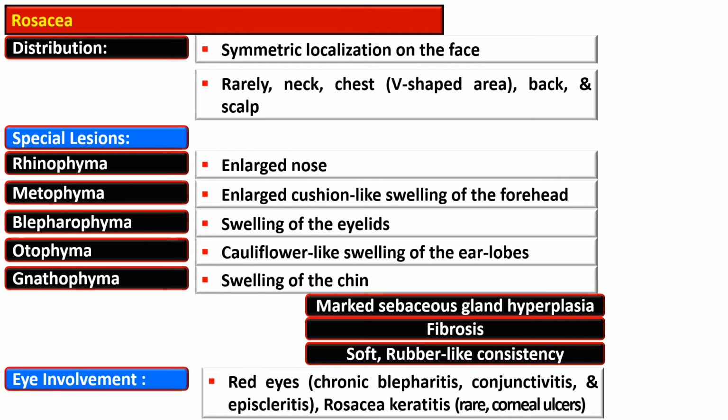Eye involvement is also important. The rosacea is associated with the red eye in some cases. This is due to chronic blepharitis, conjunctivitis, and episcleritis. It is important to recognize rosacea keratitis. This is a rare condition, but if it occurs, it is associated with corneal ulcers.